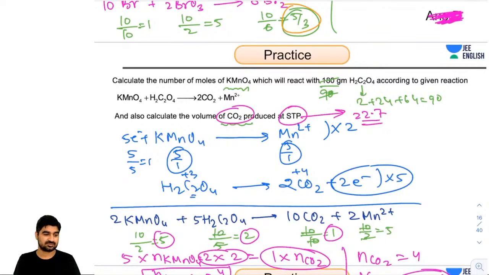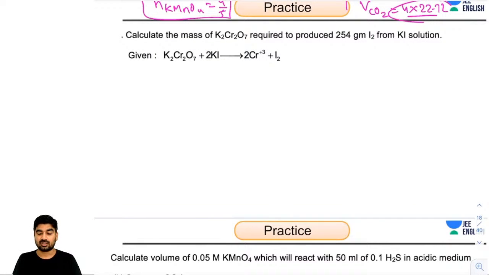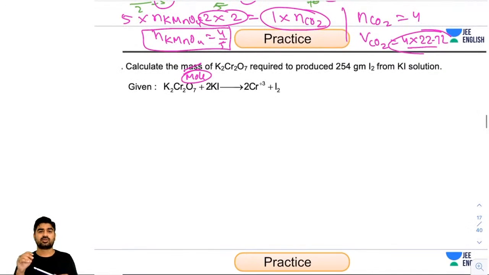Then so guys, let's do the next problem. Do it fast. Calculate the mass of K2Cr2O7 required to produce 254 gram of iodine. Okay, let me reduce your calculation part. Instead of mass, calculate mole. Because if you are calculating the mole, then you just have to multiply that by molar mass. That is not a tough task. Yes guys, please do it. Do it fast.